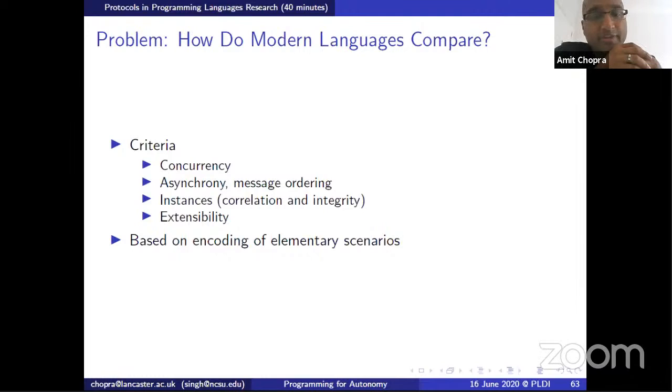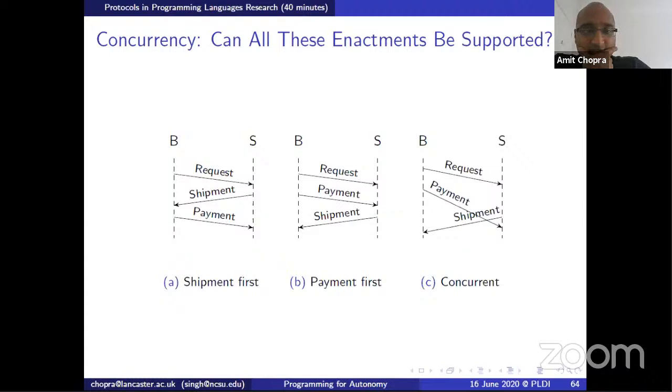So what we're going to do is look at some very elementary scenarios and see how the protocol languages compare on encoding of those scenarios. This slide shows three enactments. And the question is, can you specify a protocol that supports all these enactments?